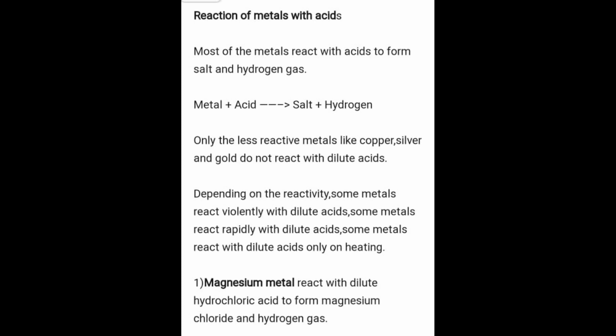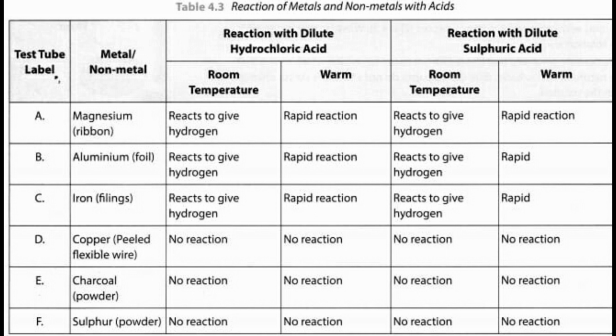Magnesium ribbon, when it is added to 5 ml of dilute sulfuric acid or dilute hydrochloric acid, reacts to produce hydrogen gas. We can identify the hydrogen gas by bringing a burning splinter or a matchstick near the mouth of the test tube. Imagine you take a test tube containing magnesium ribbon, label it as A and add 5 ml of dilute hydrochloric acid.